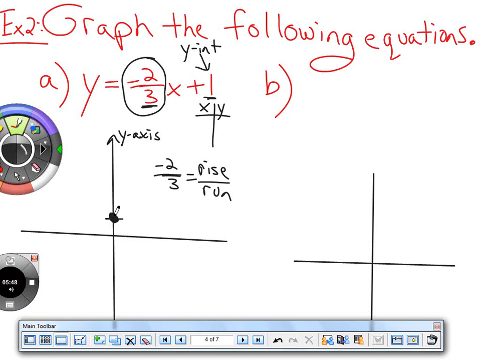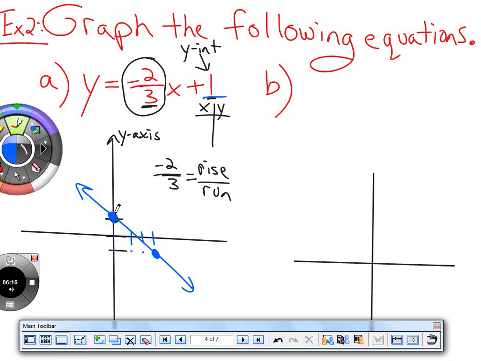So we start at the y-intercept. We go down 1, down 2, and we go over 3. Down 2, over 3, connect the dots. There's your line. That is absolutely the quickest way to graph a line. So to repeat, start with your y-intercept, put a dot. You do whatever the slope says to do. Slope says down 2 over 3.